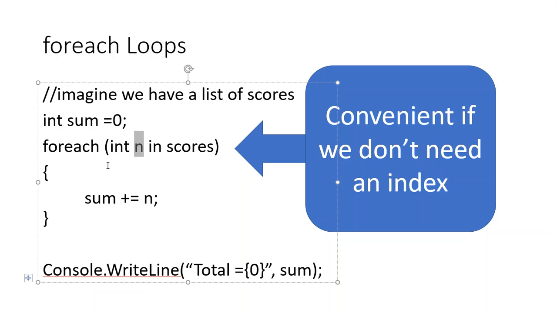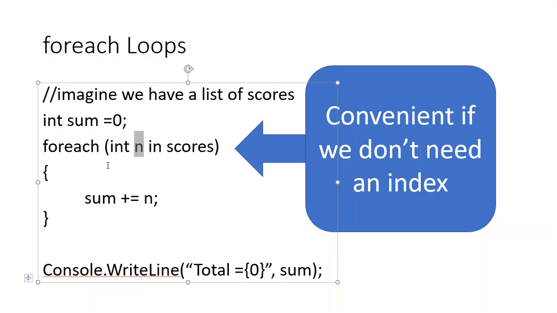You're trying to find the position of something in the list. When you use a foreach loop, you lose the index. So if you've got a situation where you need the index, or if the index matters, then use a for loop. If the index does not matter, use a foreach loop.